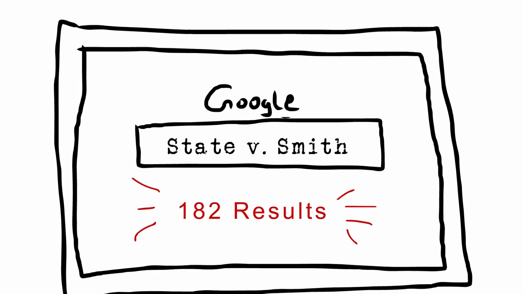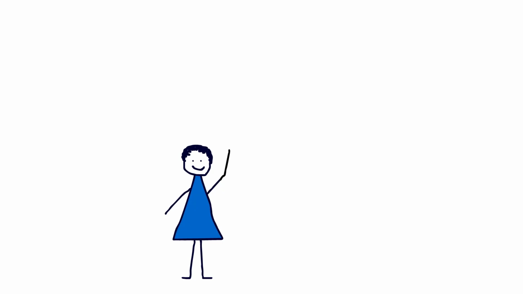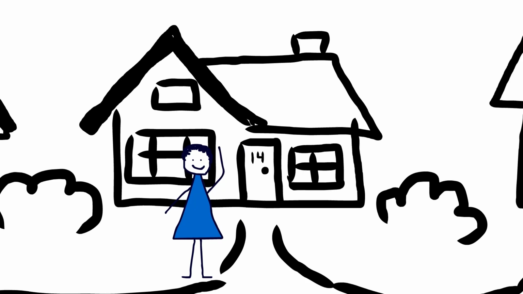Consider how many cases there are entitled State v. Smith. 182 in North Carolina alone, last I checked. But there is only one State v. Smith that can be physically printed on page 679 in volume 348 of the North Carolina Reports. It's exactly the same as an address again. How does the post office know which of the millions of Mary Johnsons I'm trying to send a Mother's Day card to? They know, because I give them her address.